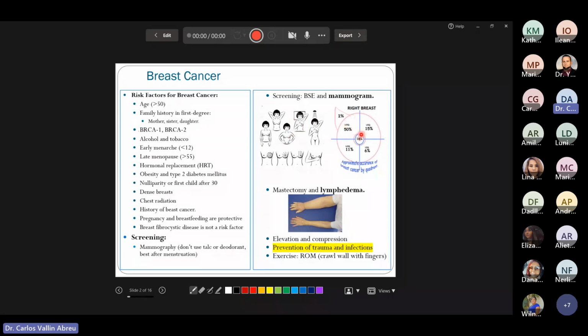What has been tested is in which quadrant of the breast it is more frequent to find tumors of cancer, and it is the superior outer quadrant, or upper external quadrant. For example, if it is the right breast, this is the armpit, this is the right arm. You divide the breast in 4 quadrants, and the upper and outer quadrant is the one that has breast cancer most commonly.